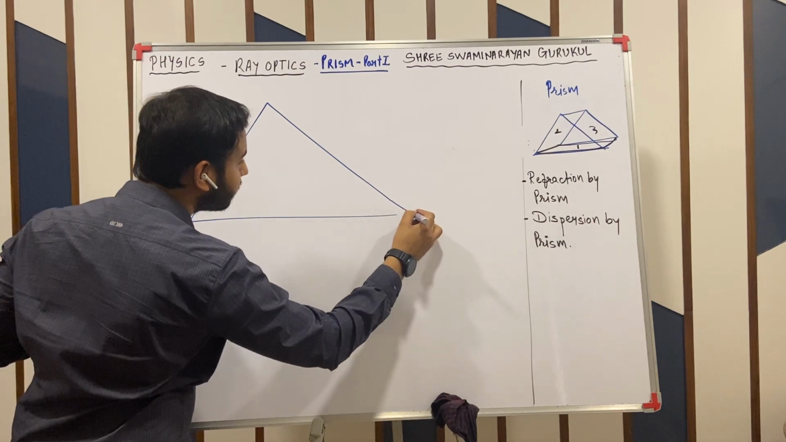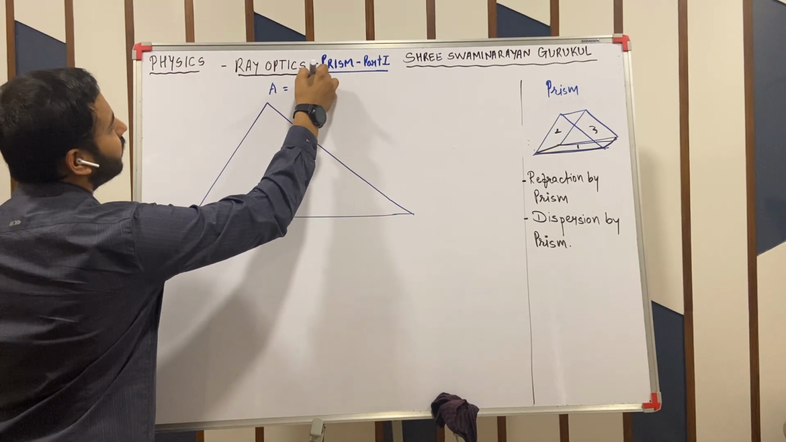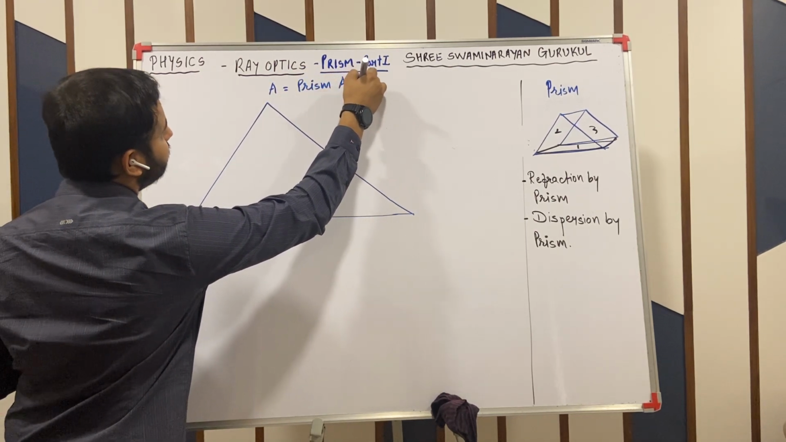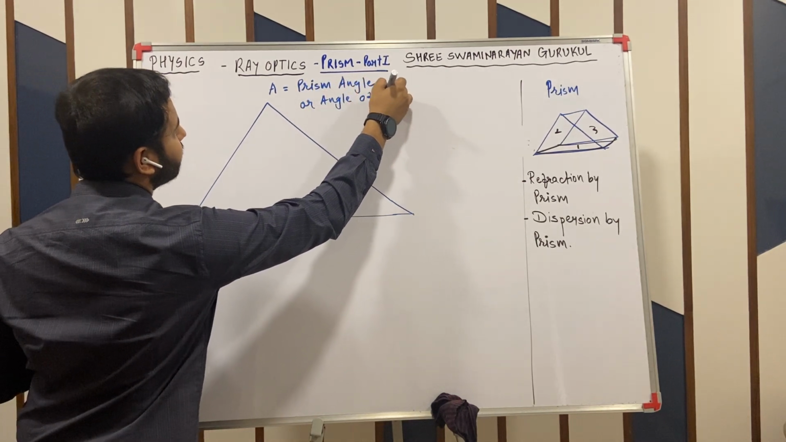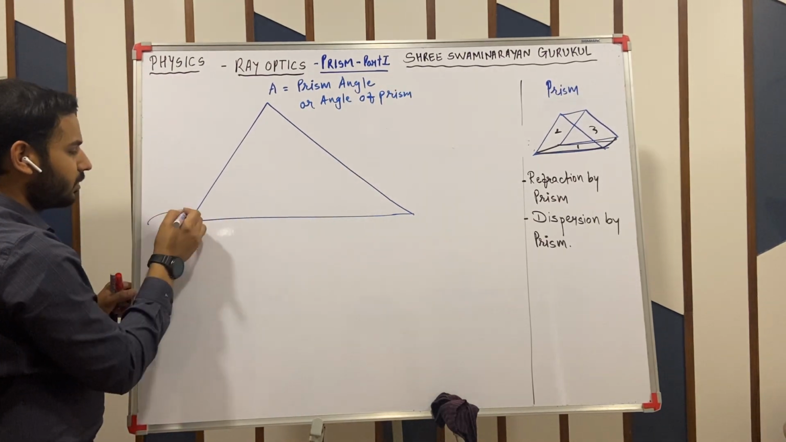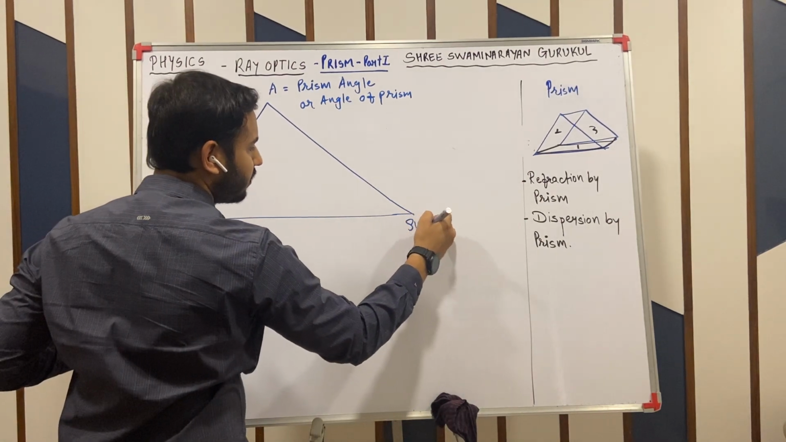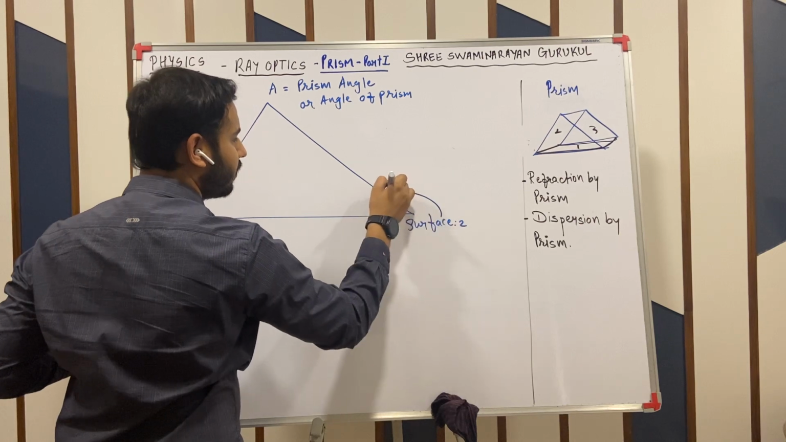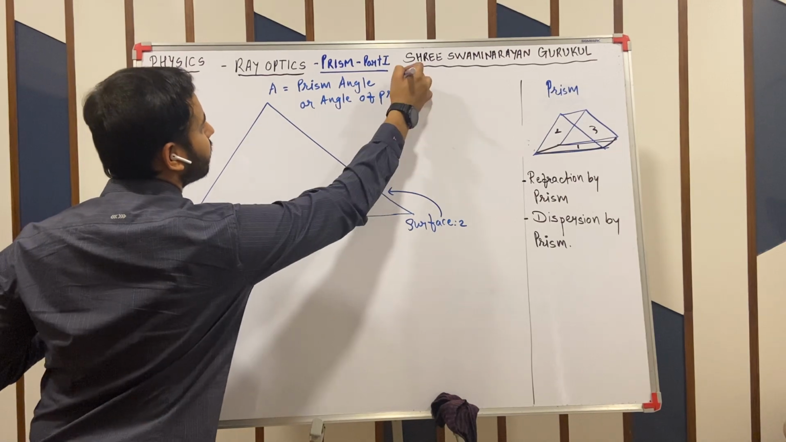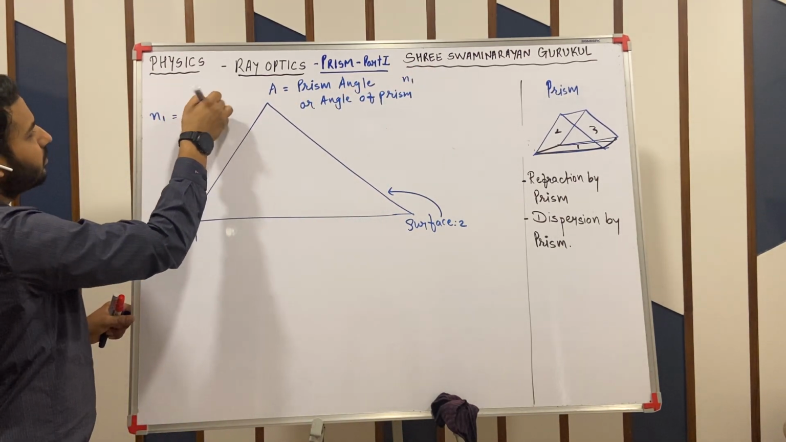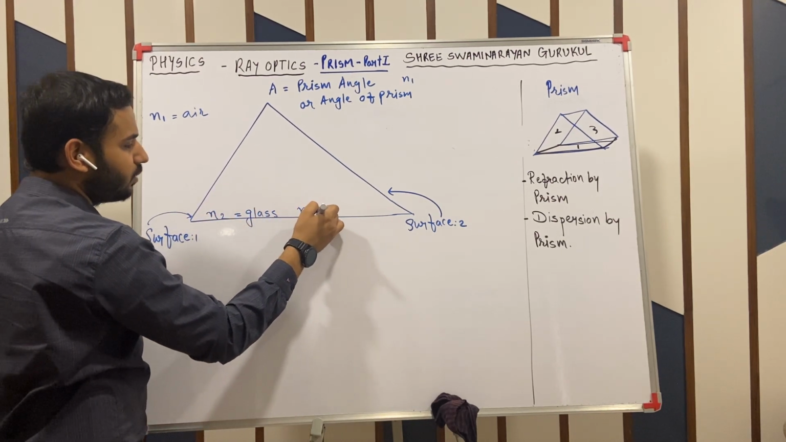This is the prism, the front view of the prism. This angle is called the prism angle, or you can say angle of prism. This you can say surface 1 and surface 2. Okay, the outer medium, say n1. n1 is air, n2 is glass. Obviously n2 is greater than n1.